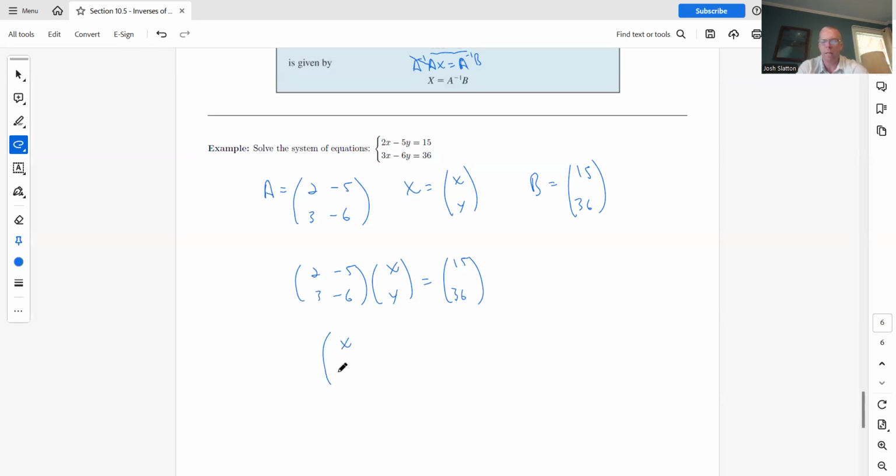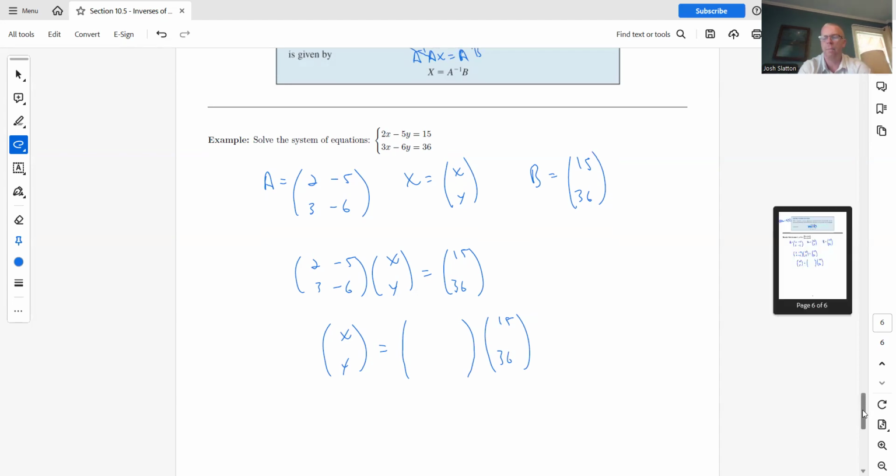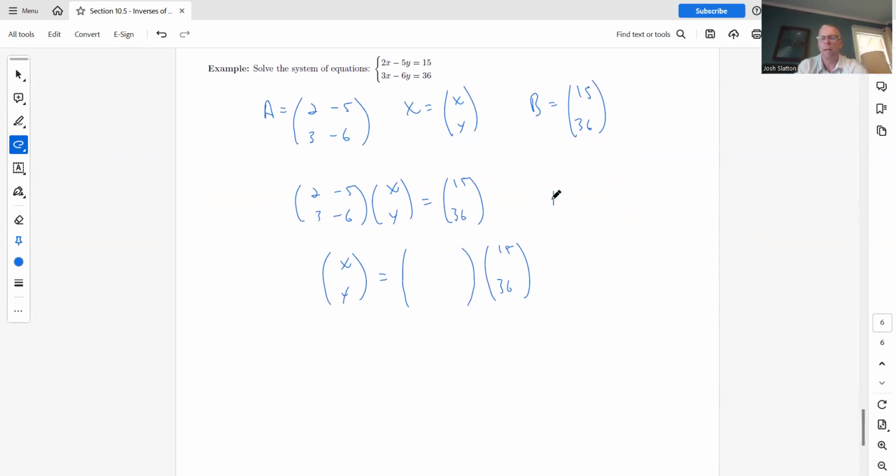So we have 2, -5, 3, -6 times xy equals 15, 36. And so we need to find the inverse of A. So then xy would equal the inverse, we'll find that, and then times 15 and 36. So let's find the inverse of A. A inverse would be 1 over, using the formula that we talked about in the previous video, AD minus BC, and then we switch the A and the D, and then we change the sign on the B and the C.